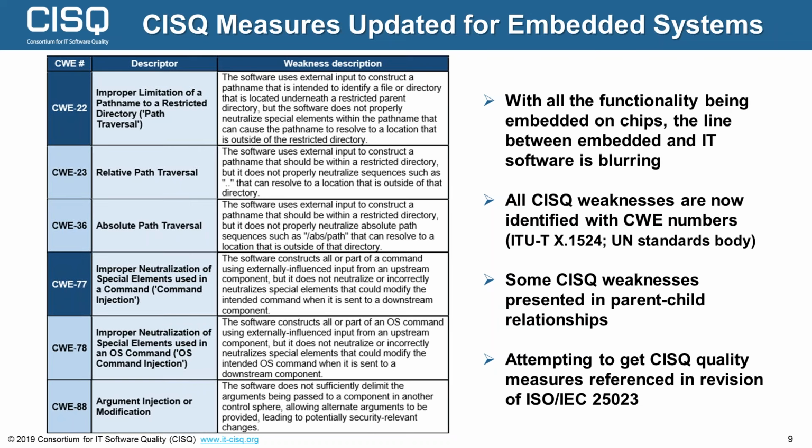Where we know that there are child weaknesses, basically different instantiations of the way a parent weakness can occur in software, we've included those in the CISQ weakness list. And so you can see over here on the right, notice that second bullet, we list the United Nations standards body's assignment of a number to the CWEs, and so this will be a part of that standard. Next slide, please.